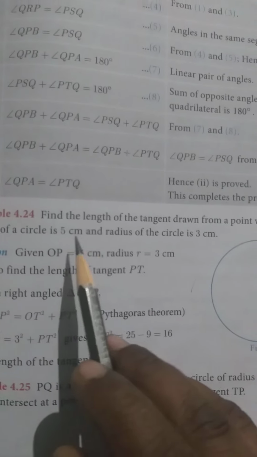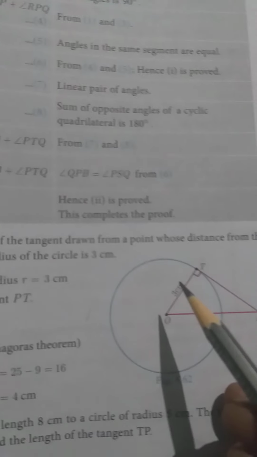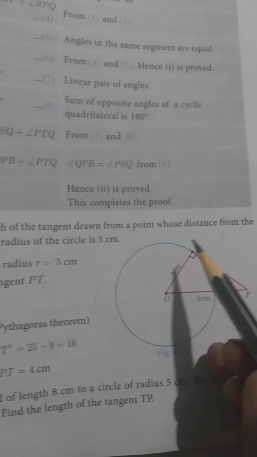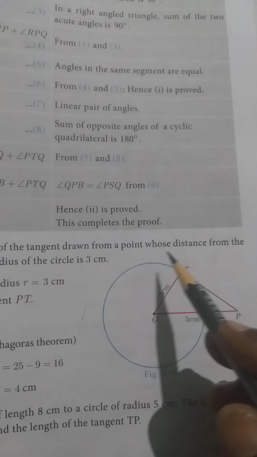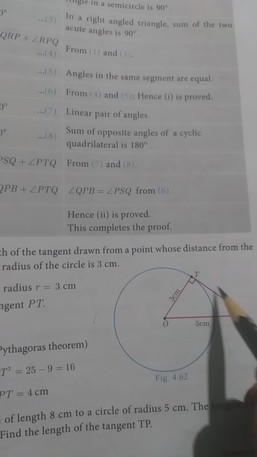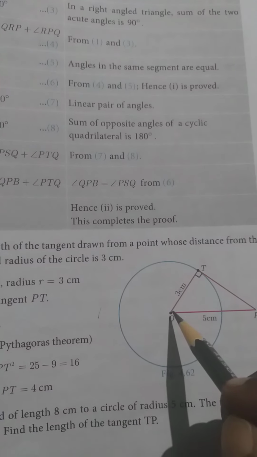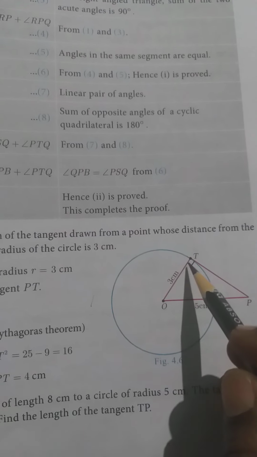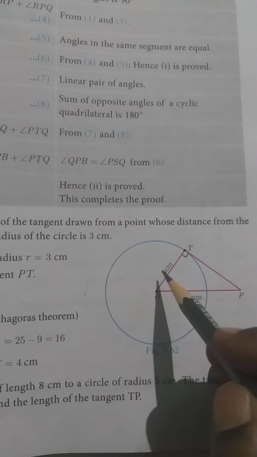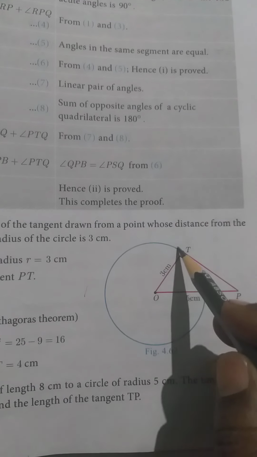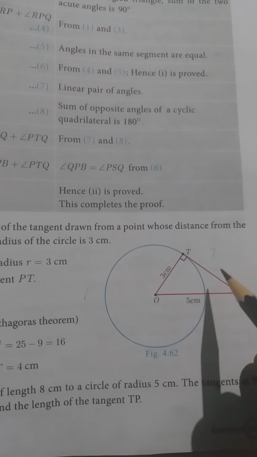Example sum 4.24: Find the length of the tangent drawn from a point whose distance from the center of the circle is 5, and the radius of the circle is 3. Draw the tangent from the outside point; the distance is 5 and the radius is 3. This becomes a right angle triangle, where one side is opposite, one is the hypotenuse, and one is adjacent, which we are going to find.